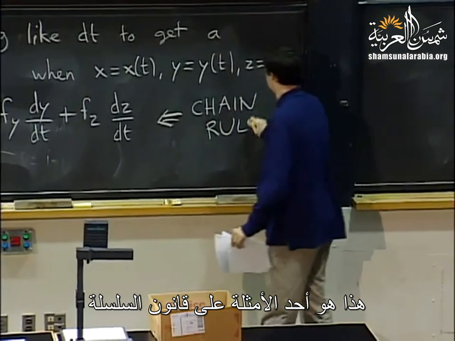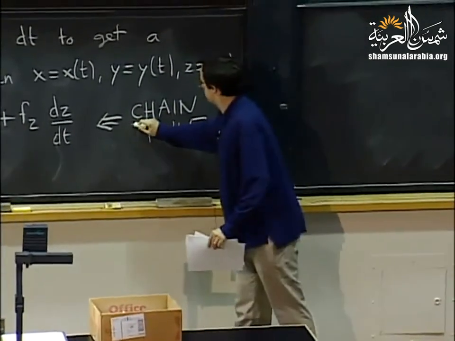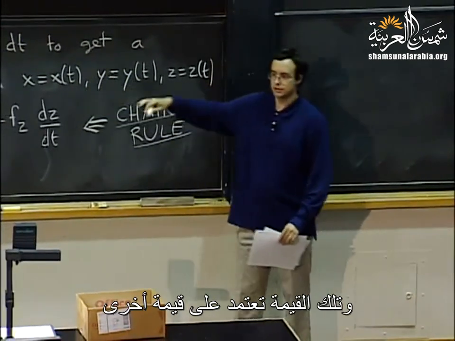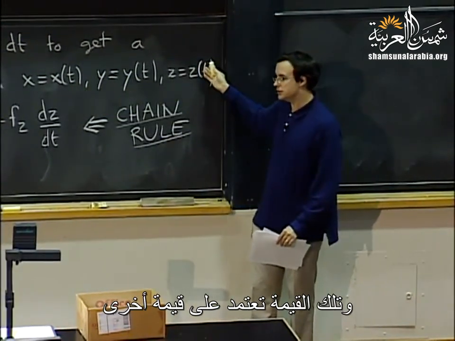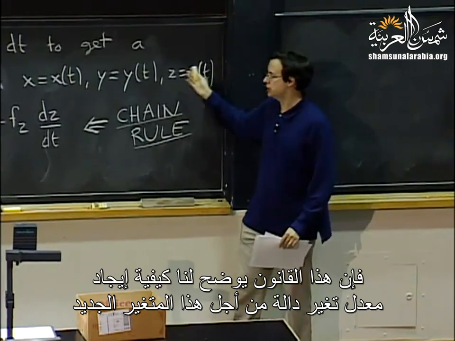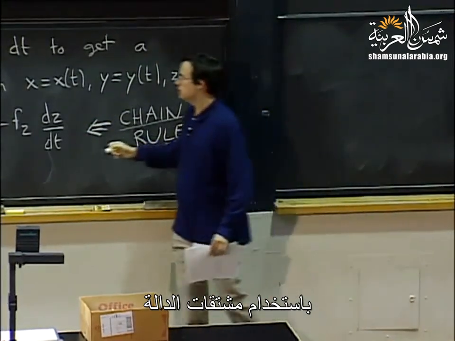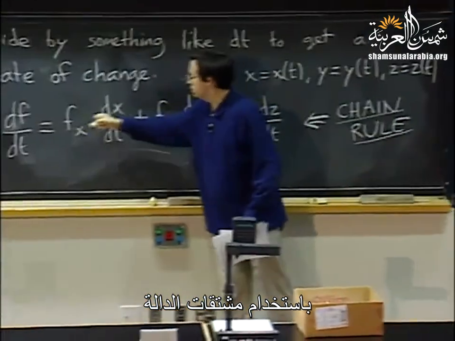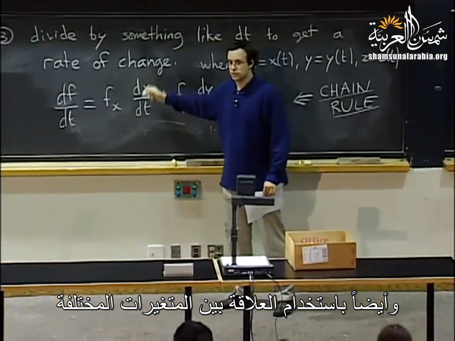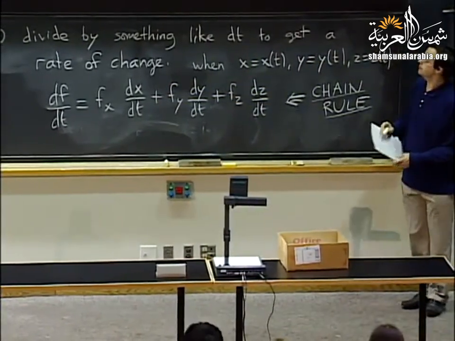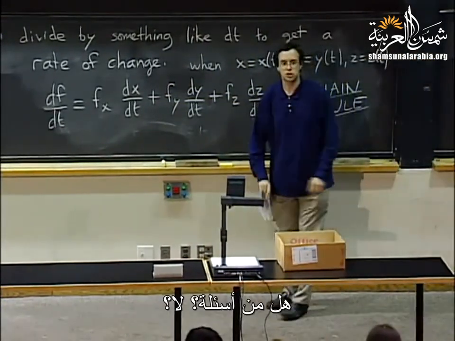It's one instance of a chain rule, which tells you when you have a function that depends on something and that something in turn depends on something else, how to find the rate of change of a function on the new variable in terms of the derivatives of the function and also the dependence between the various variables. Okay, any questions so far?